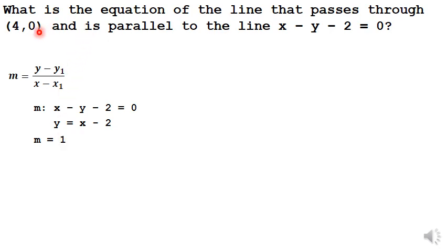Since our line that passes through (4, 0) is parallel to this line, its slope is also equal to the slope of this line. And the slope of this line is 1, meaning our original line that passes through (4, 0) must have also the same slope. So our m is equal to 1, and our point has y equal to 0 and x equal to 4. So we can rewrite this expression this way. So this is the equation of that line. Or we can rewrite this depending on the choices.